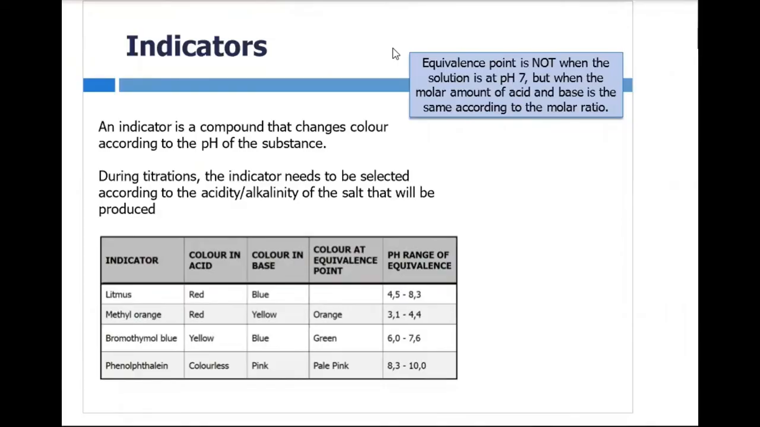So when you refer to indicators, an indicator is a compound that changes color according to the pH of the substance. And so just to challenge ourselves a little bit, pH, potential hydrogen, and so they are very sensitive to a change in a hydrogen atom or ion or a proton that might be added or removed, right? So during titrations, the indicator needs to be selected according to the acidity or alkalinity, then is it an acid or a base, of the salt.